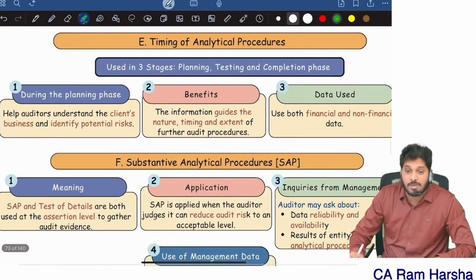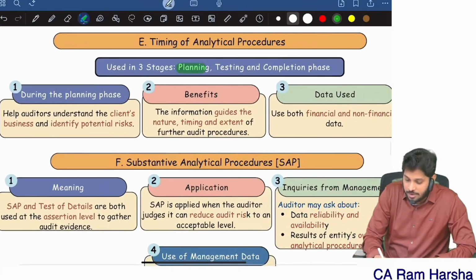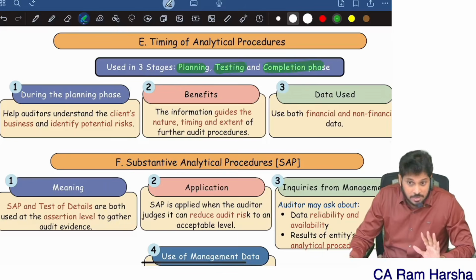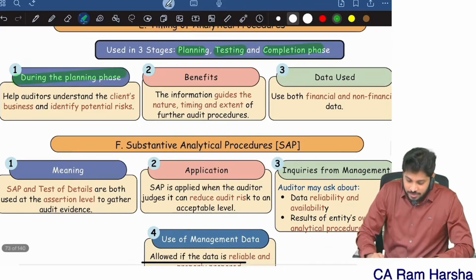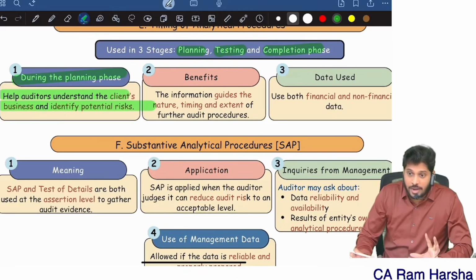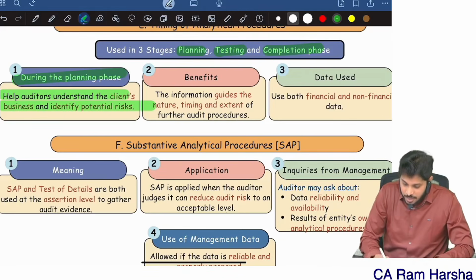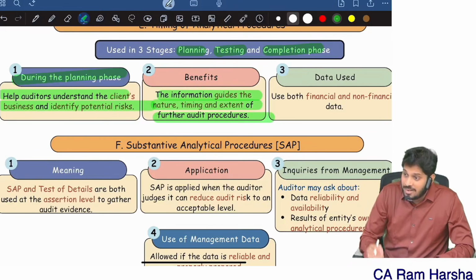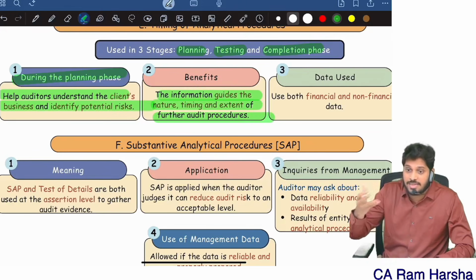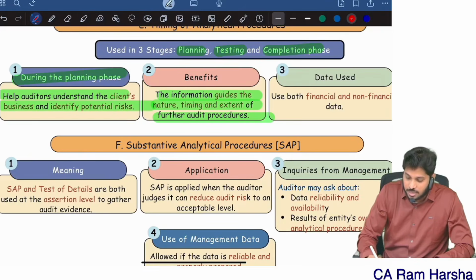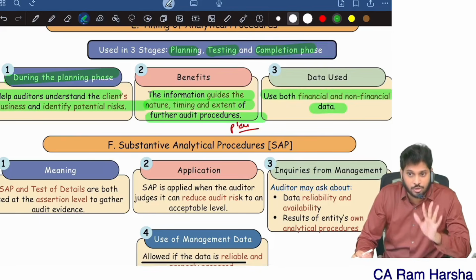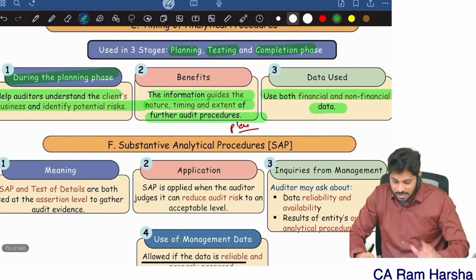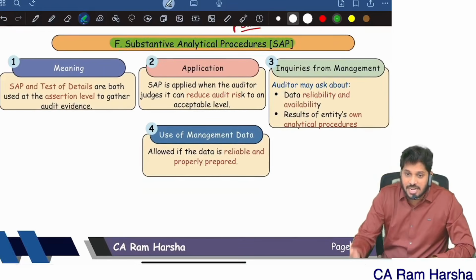Next, timing. When should we perform it? We can perform it in planning, testing, and completion. But most importantly, analytical is performed in the planning stage. During the planning phase, it will help the auditor to identify potential mistakes. Benefits: it will help you to decide the nature, timing, and extent of further audit procedures. Means analytical procedure will help you to plan your audit. Yes or no? An analytical procedure at the time of planning uses both financial and non-financial data. Correct?